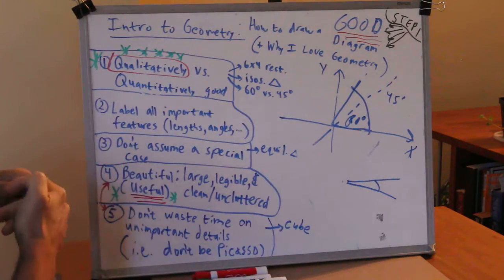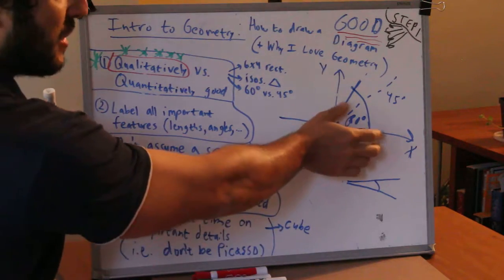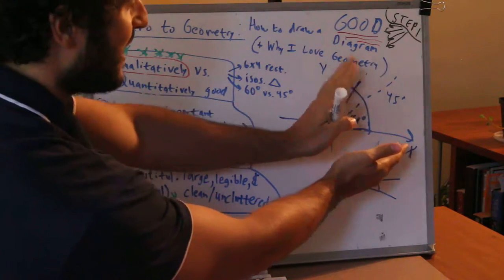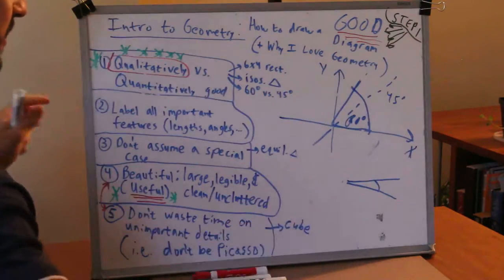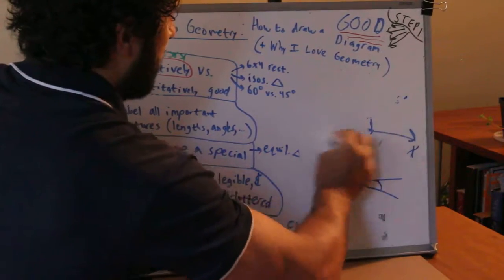So that's what I mean. Make sure it's in the ballpark. It's getting you the idea that 60 degrees is a pretty big angle. It's between 45 and 90. That's really all you need. All right. Next.